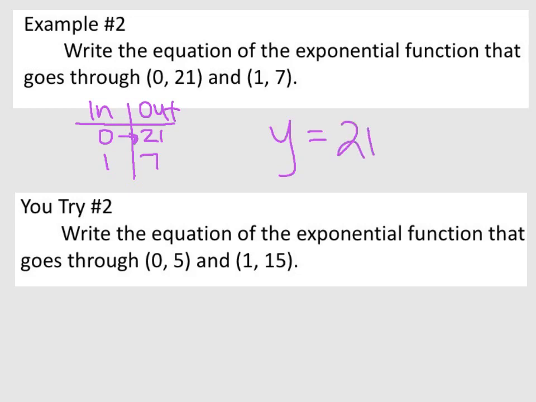And now we need to figure out the pattern that happened in our outputs. We went from 21 down to 7, so it's going to be a division pattern, and we just have to figure out what did we divide by. Well, 21 divided by 3 takes me down to 7. So our common ratio is dividing by 3. And if you wanted to write your common ratio as a fraction instead, you could have 21 times 1/3 to the power x. Go ahead and give this next you-try problem a shot.